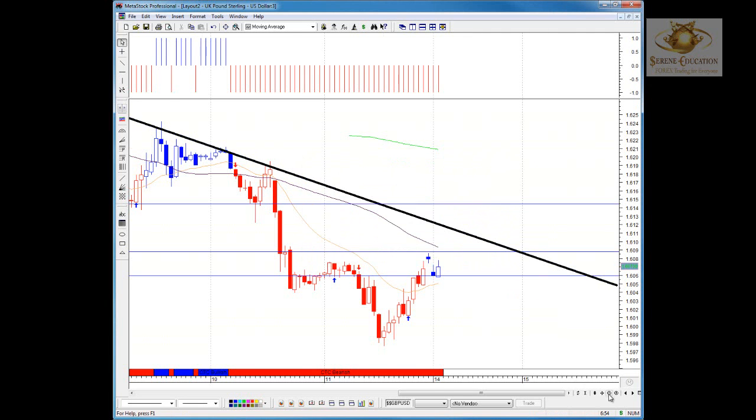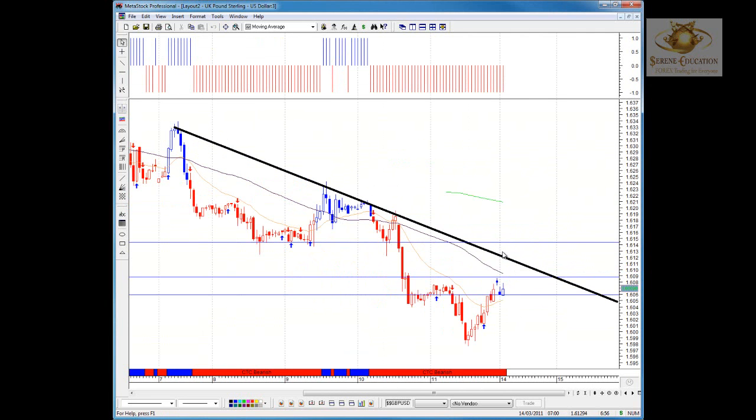It needs to break that downtrend in order to be considered bullish, and by doing that it'll be trading well above the 20 and the 50 period moving average, and then we need to see it trading well above 1615 in this case. Very strong support area in the past. So it's going to do a lot of work to get back up here again. Remember that.